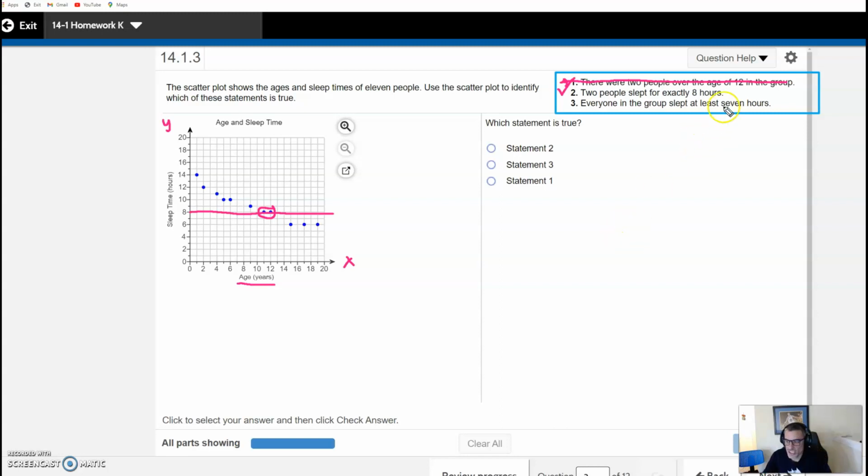Everyone in the group slept at least 7 hours. So the way I would check for that, I'll use a different color now, is I would go to 7 hours. Here's 6, here's 8, so here's 7. And everyone here on the left, all of these people, they slept for more than 7 hours. But these people slept for less than 7 hours.